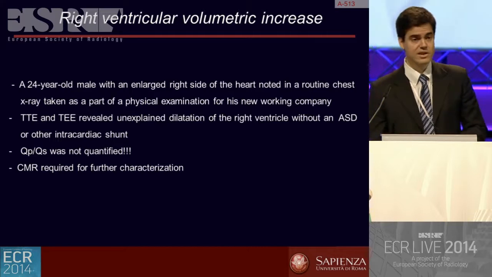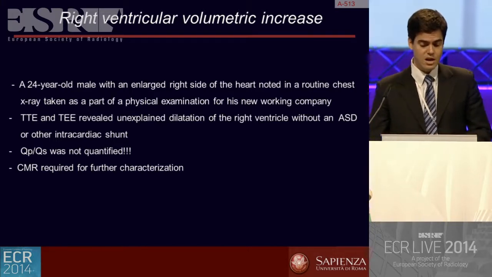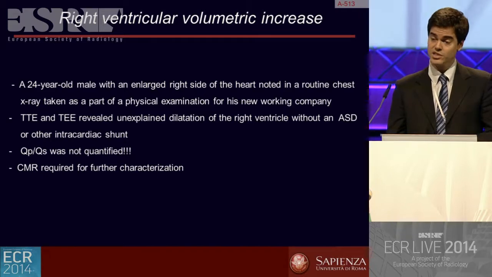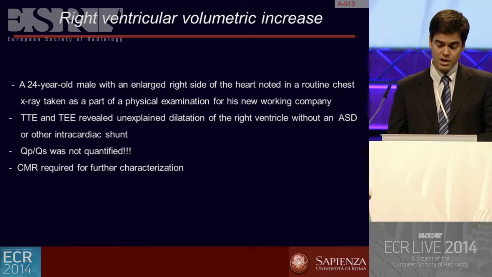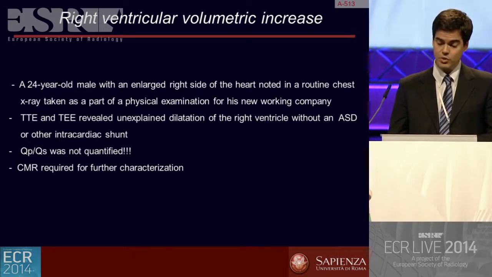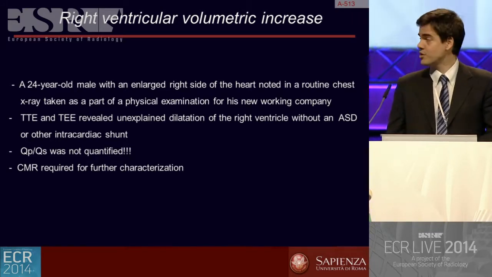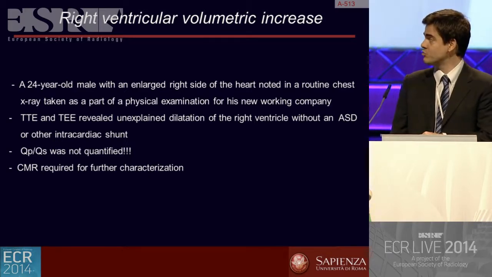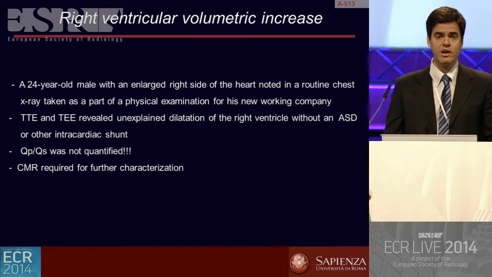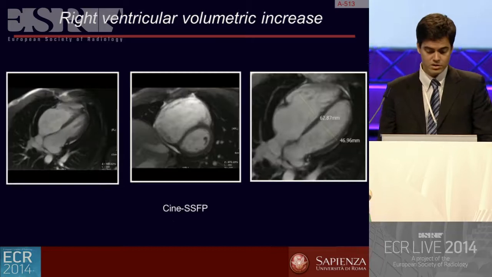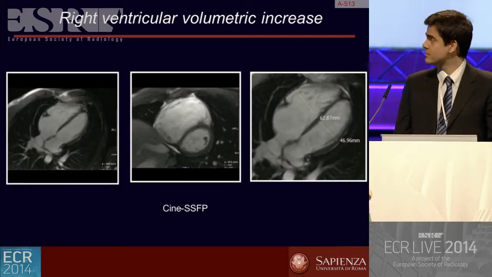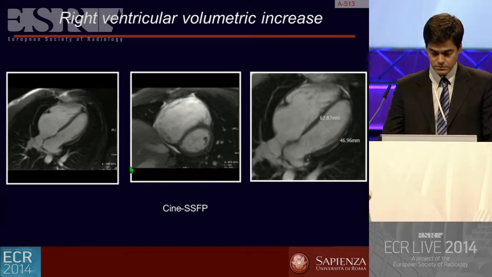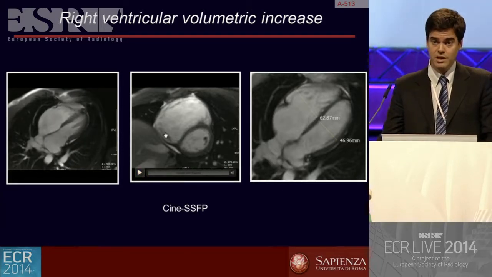So the first clinical history is a 24-year-old male who had an enlarged right side of the heart noted in a chest, in this case, routine X-ray. He did transthoracic echo and transesophageal echo even, which revealed unexplained dilatation of the right ventricular cavity without any secondary causes. And incredibly, this was, well, let's say a procedural pitfall, the QP/QS, which means the flows at the level of the systemic and pulmonary circulation, were not measured. So look at this, 4-chamber view. We have a problem with short axis, but it wouldn't have added too much.